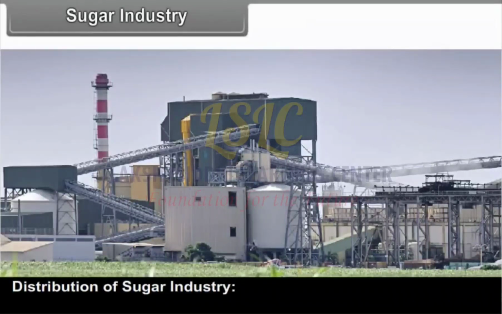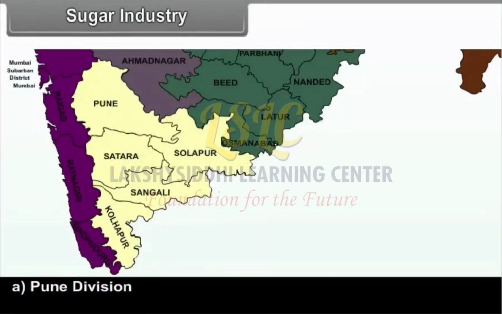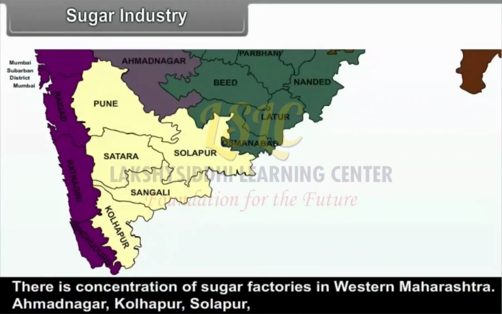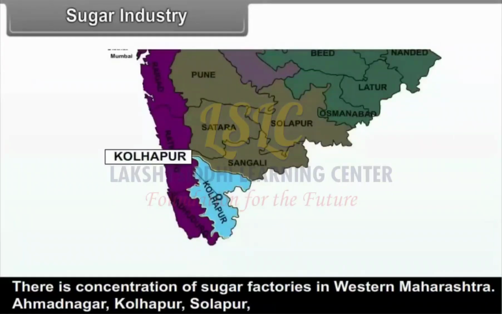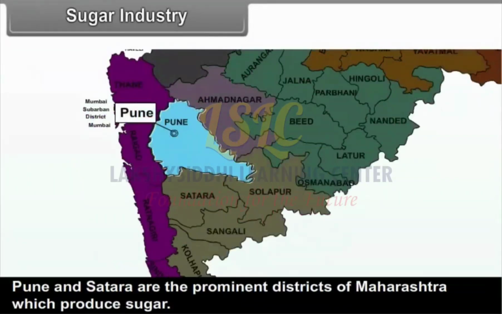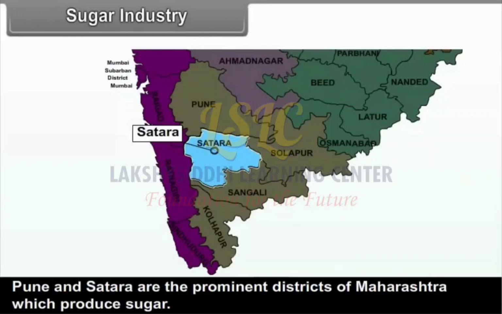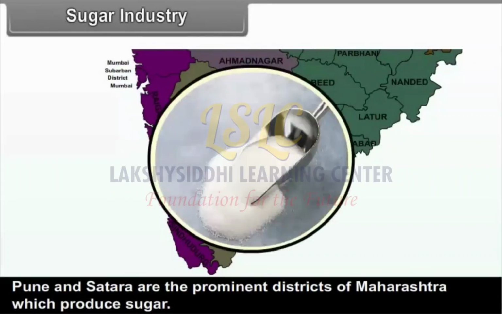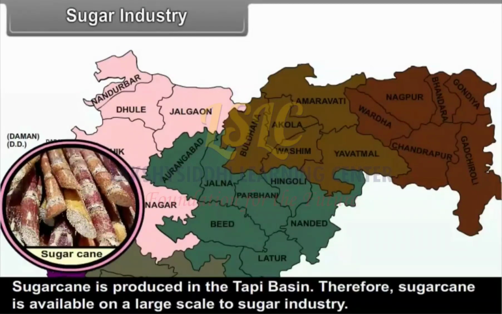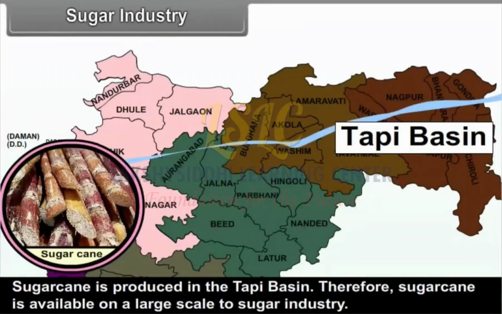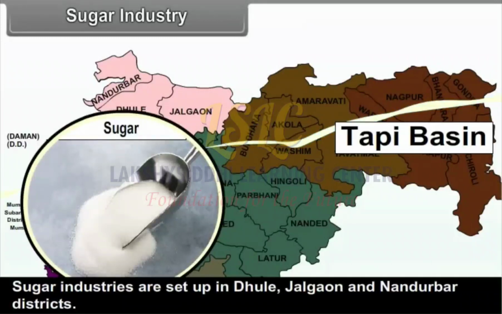Distribution of sugar industry. A. Pune division. There is a concentration of sugar factories in western Maharashtra. Ahmednagar, Kolhapur, Solapur, Pune and Satara are the prominent districts of Maharashtra which produce sugar. B. Nasik division. Sugarcane is produced in the Tapi basin. Therefore, sugarcane is available on a large scale to the sugar industry. Sugar industries are set up in Dhule, Jalgaon and Nandurbar districts.